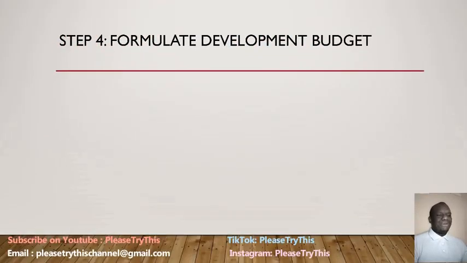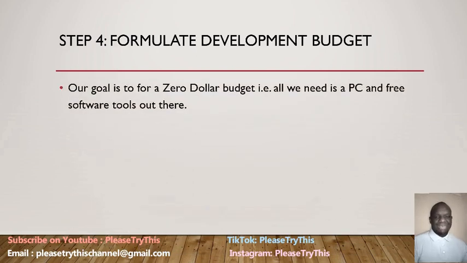Right, step number 4, we now need to formulate our development budget, and I had to scratch my head on what budget to go with, and I decided to go with a zero budget project. So I'm not willing to spend any dollar. All I need is my PC, and the rest I'm not going to pay for anything. So we are going with a zero budget. We are trying, by all means, yes, we may spend a few dollars here and there, but I'm trying to go on a zero budget.